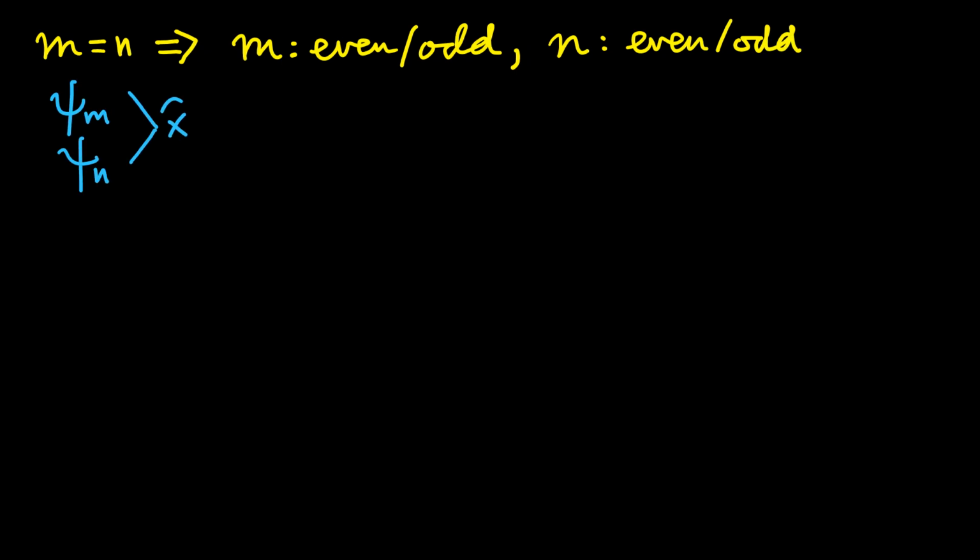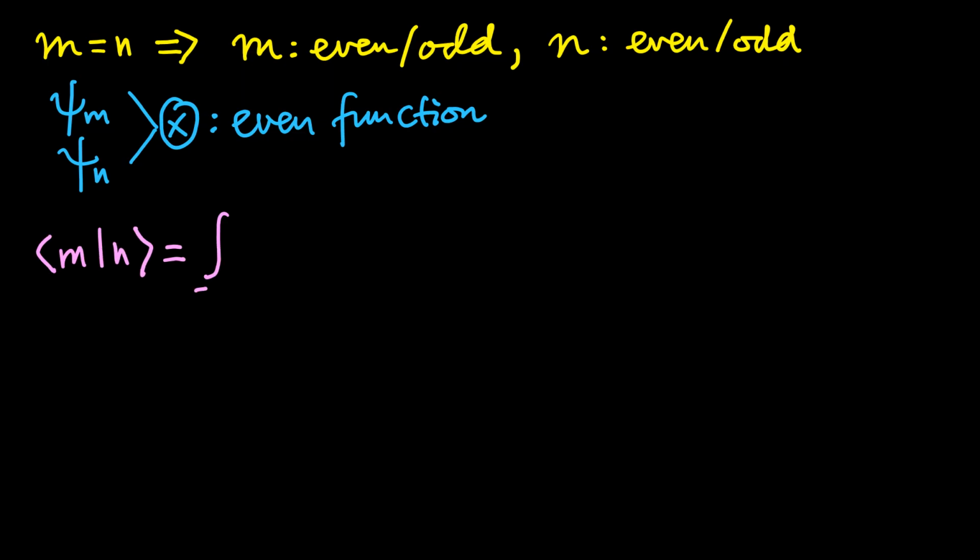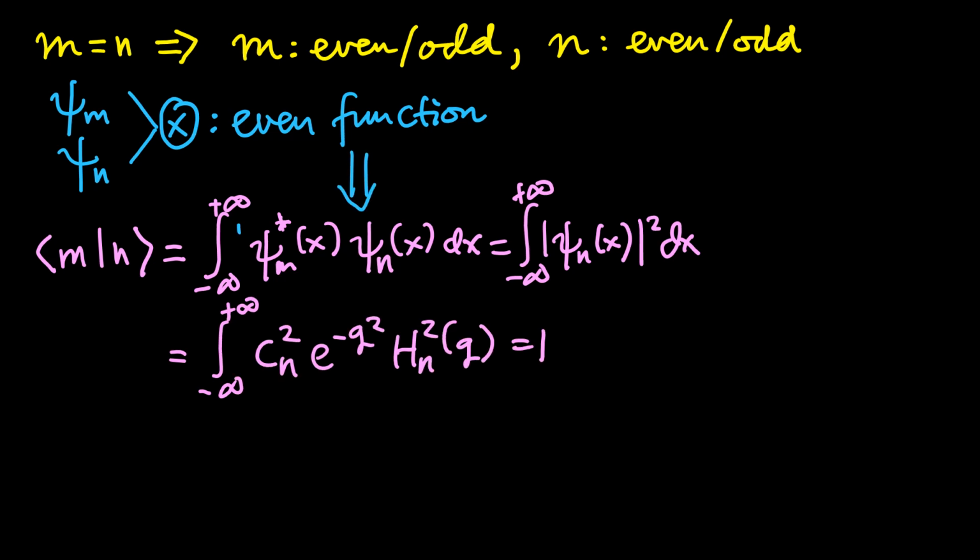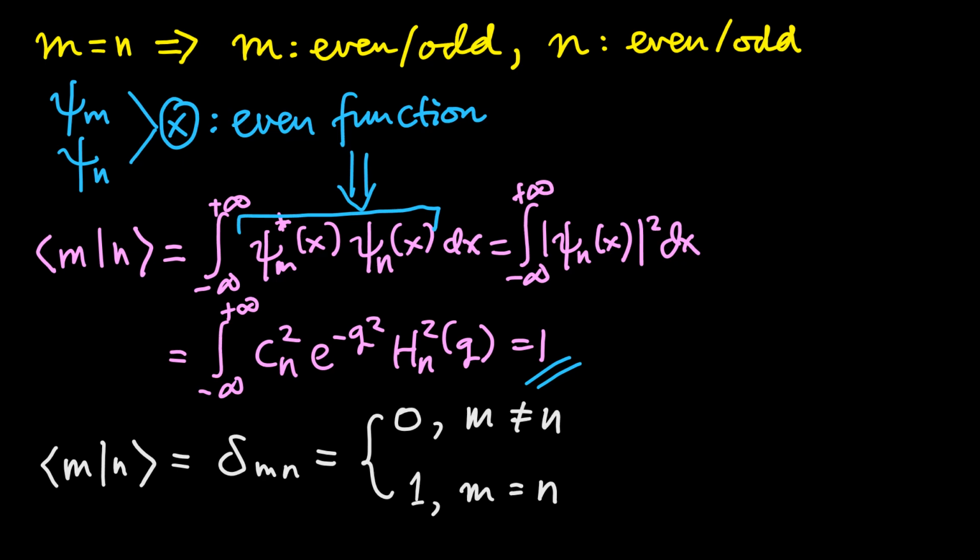A different case happens when m is equal to n. An odd function multiplied with odd function is an even function. An even function multiplied with even function is an even function. Thus, the integrand is an even function, and the integration is equal to 1. This can be written concisely as bra m times ket n equals Kronecker delta.